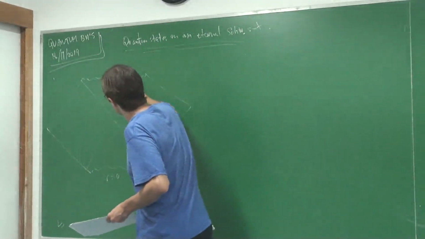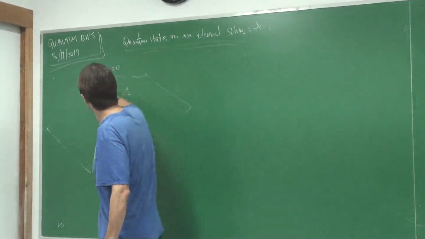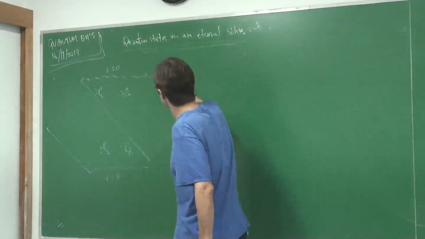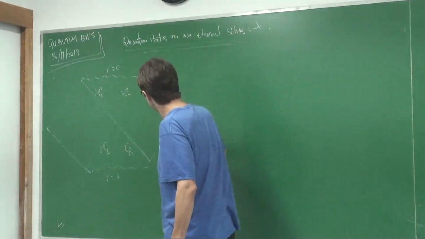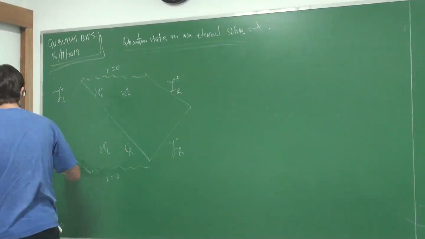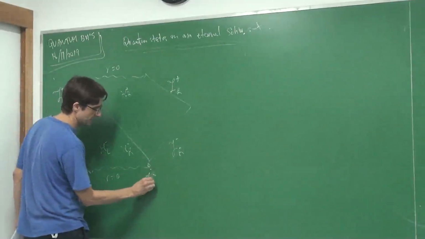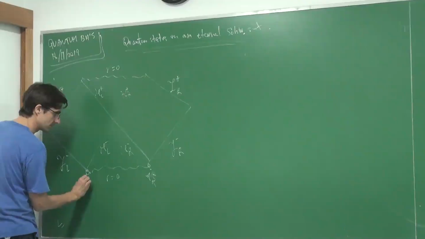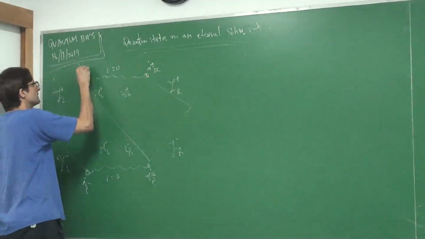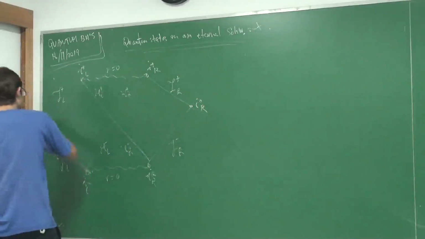This is the future event horizon to the right, the past event horizon to the right, future event horizon to the left, past event horizon to the left, scri plus to the right, scri minus to the right, scri plus to the left, scri minus to the left, i minus to the right, i minus to the left, i plus to the right, i plus to the left, spacelike infinity to the right, spacelike infinity to the left.